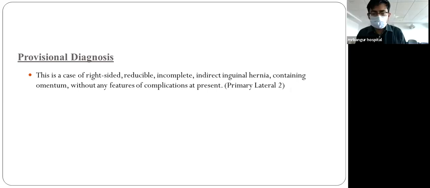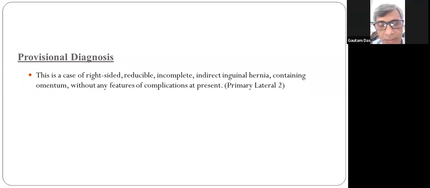Sir, it is reducible, and an expansile cough impulse is present. Yes, then you are correct. You have to satisfy these two points to call it a hernia. It may be anywhere.